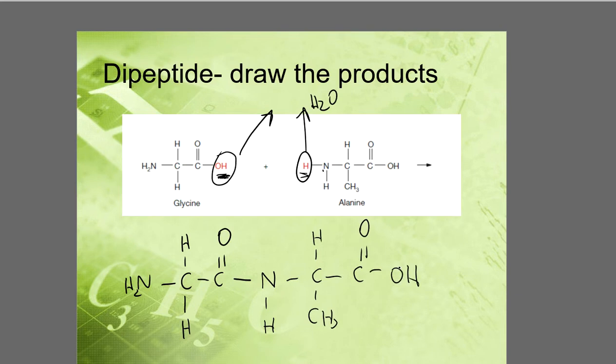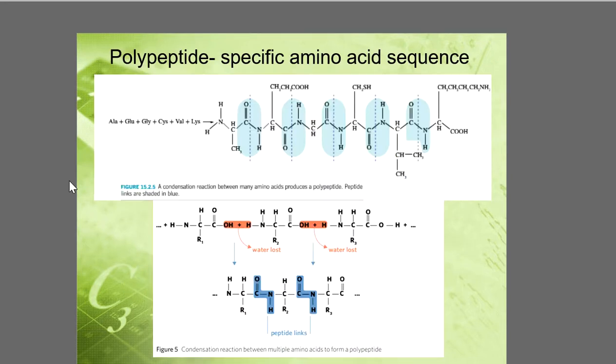Okay, this is an example of a dipeptide. We've just got 2 amino acids joined together. All right, water cleaved off as well. In the next slide, I'm just going to show you how we would draw a longer sequence. Now, you're not going to be asked to draw 8, 10, 12 amino acids. Maximum is sort of 3 to 4 amino acids within a sequence.